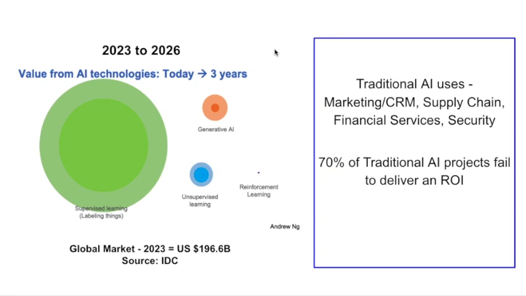Traditional AI is a $200 billion a year market. It's used in marketing, supply chain, and a number of other applications. However, 70% of traditional AI projects fail to deliver an ROI.